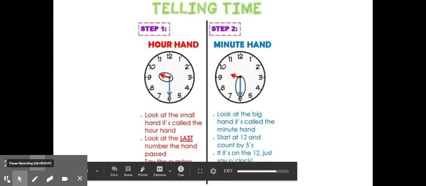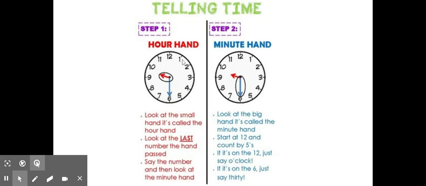When we are telling time, the first thing we need to pay attention to is the hour hand. The hour hand is the smaller hand on the clock. Now, sometimes the hour hand is between two numbers. For example, in this picture, it's between the 9 and the 10. When it's between two numbers, you go to the number that comes before, the smaller number, and that's the hour. So here, the hour is 9.